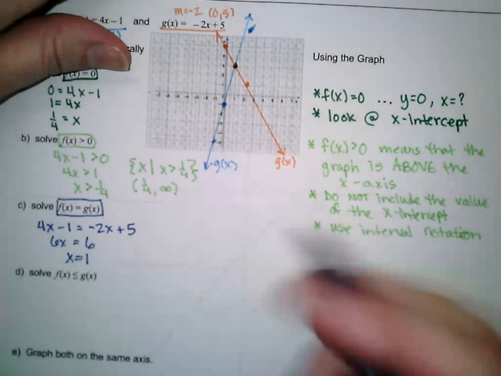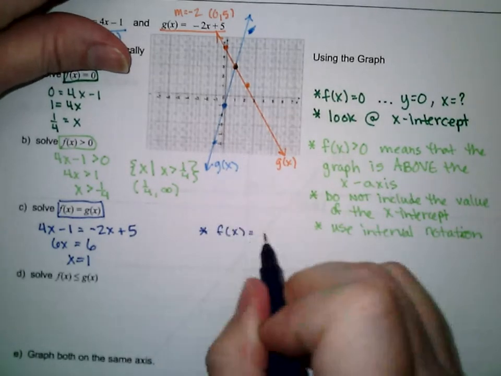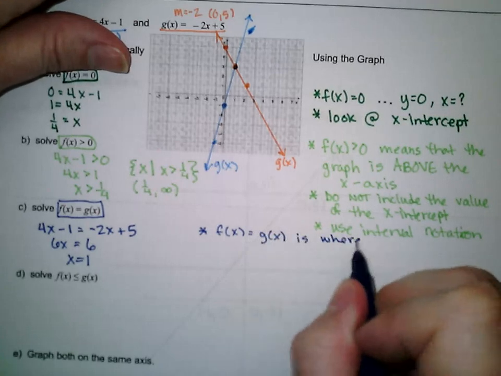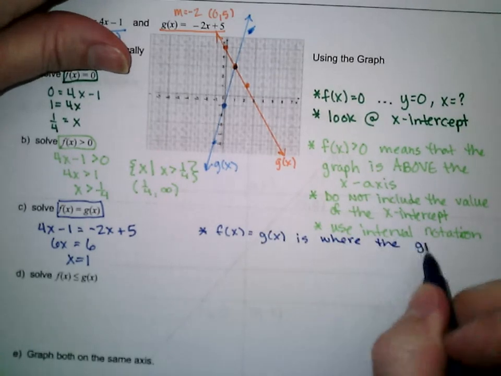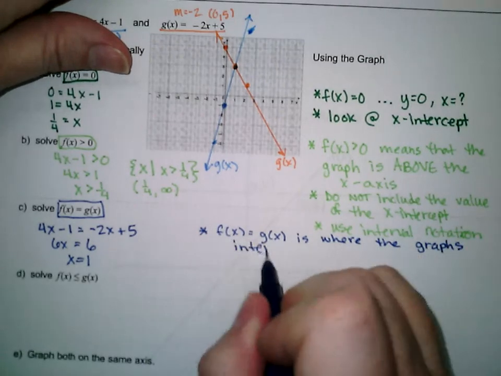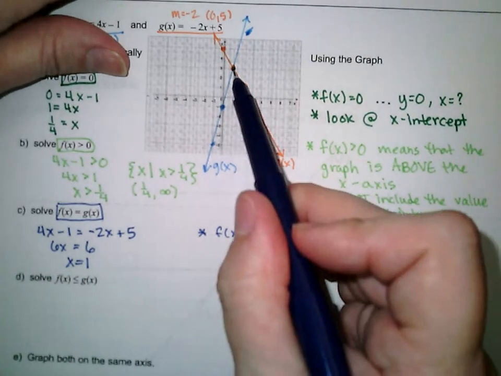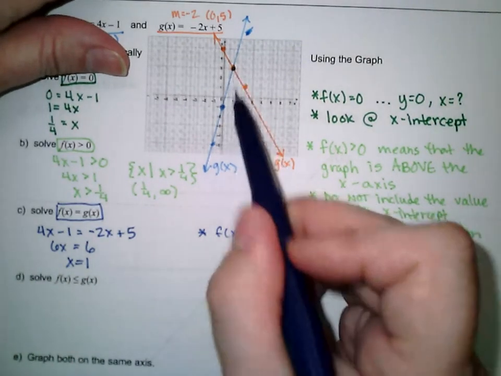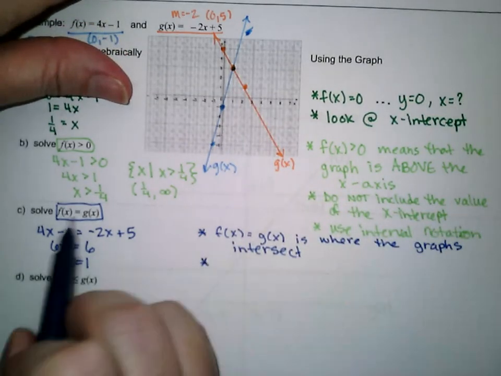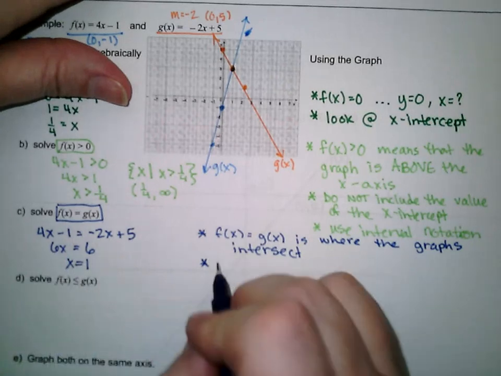Well, on the graph, f of x equals g of x is going to be where the graphs intersect. So if I look at my graph, I can see that my graphs intersect right here. That ordered pair is (1, 3), but the answer that I'm looking for is going to be the x coordinate of that ordered pair.